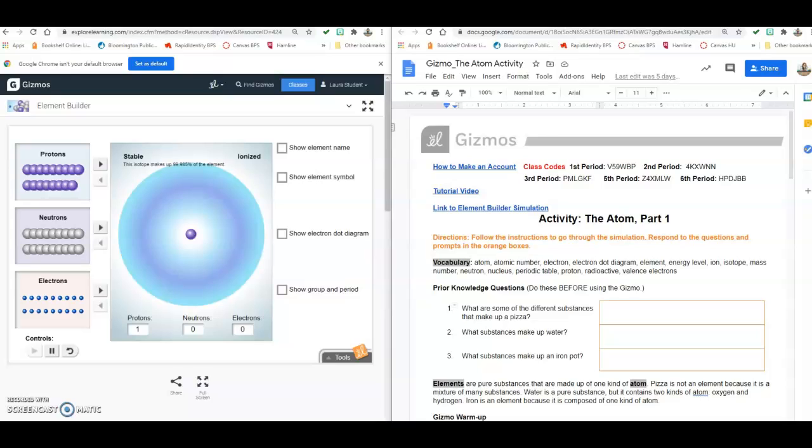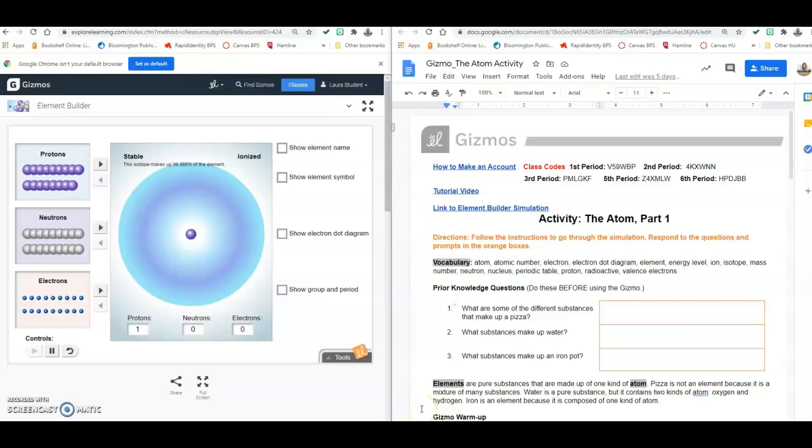Hi everyone. For those of you who have not yet completed the atom activity using the Gizmo's Element Builder simulation over here, I'm going to go through this assignment and activity with you. So open up your atom activity worksheet.